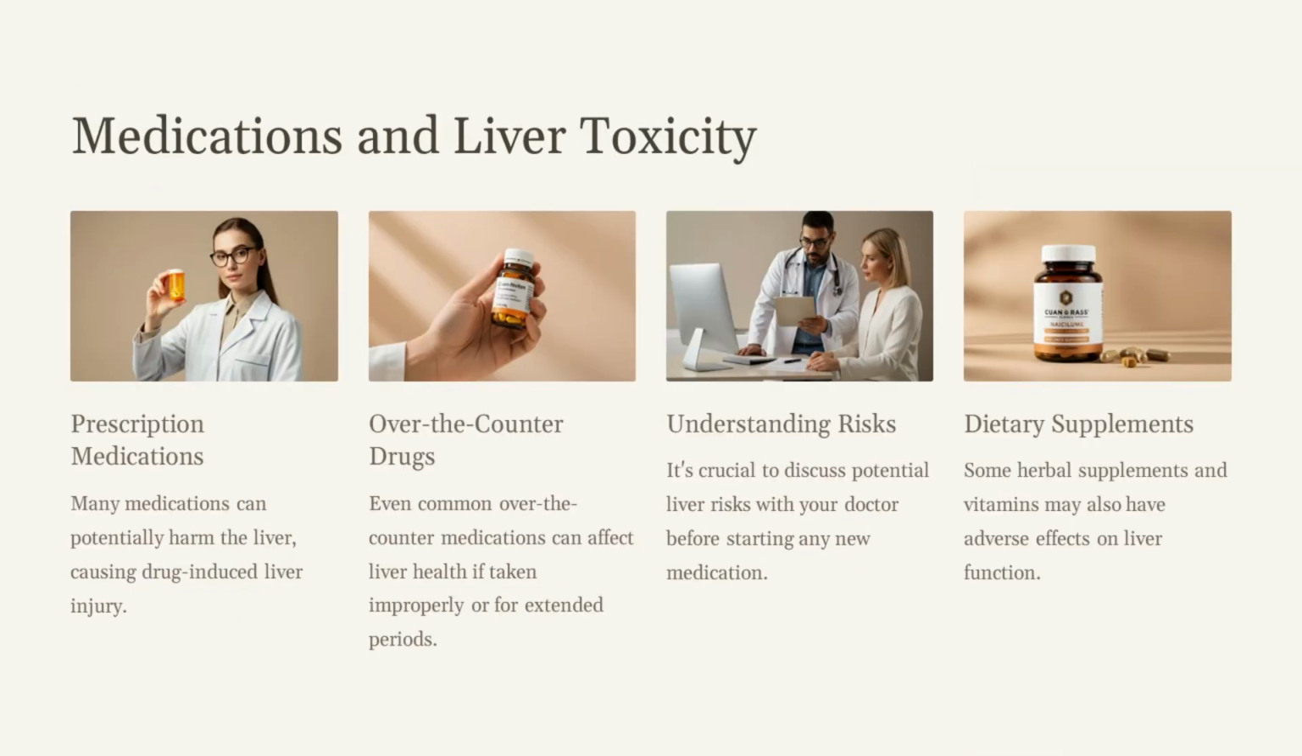Medications, both prescription and over-the-counter, can potentially cause drug-induced liver injury if not used properly. It's important for patients to discuss the risks of liver toxicity with their doctor before starting any new medication. Even common OTC drugs like pain relievers can affect liver health if taken incorrectly or for too long. Dietary supplements, including herbal remedies and vitamins, may also have adverse effects on the liver that patients should be aware of. Knowing the potential liver risks associated with different medications is crucial for maintaining good health.